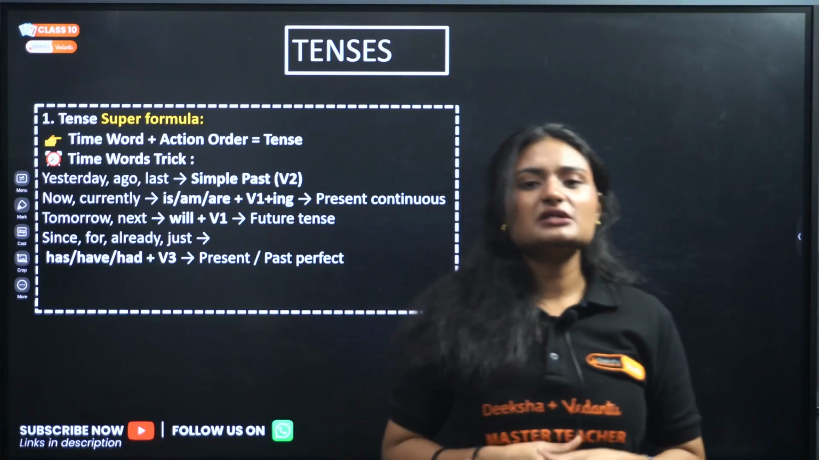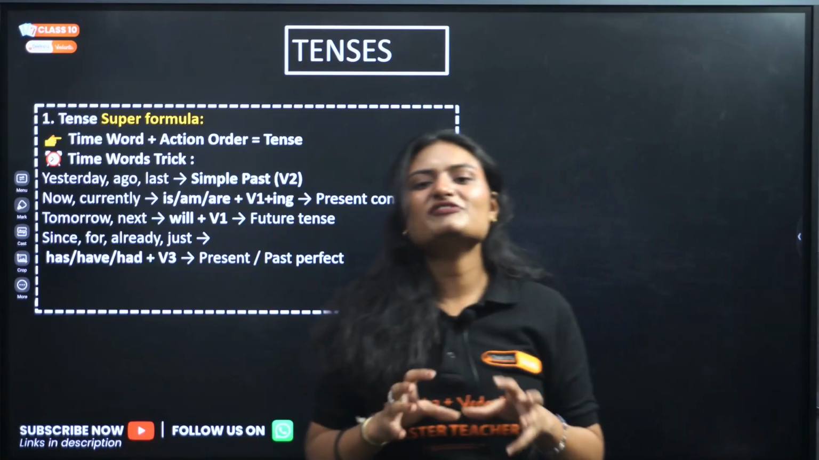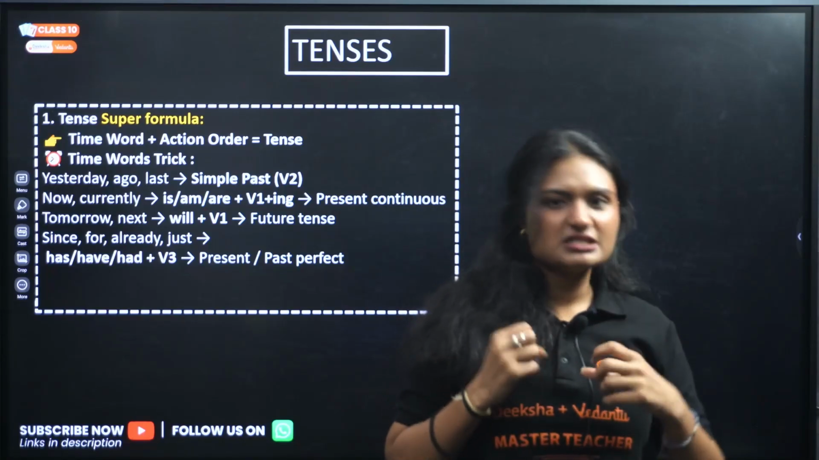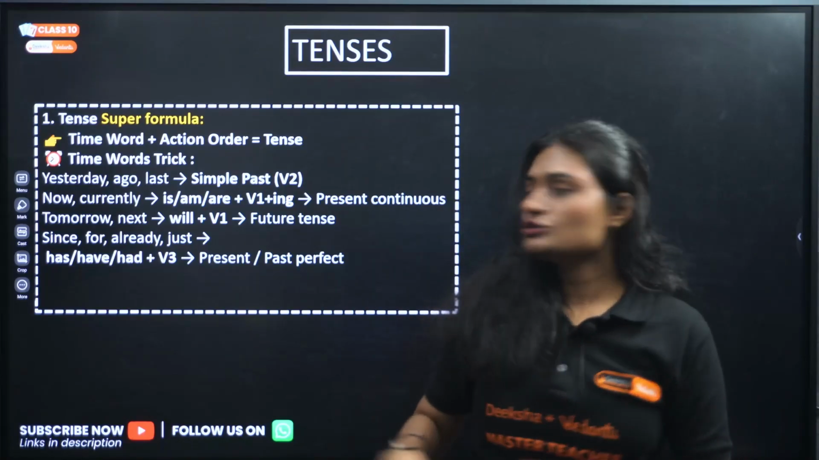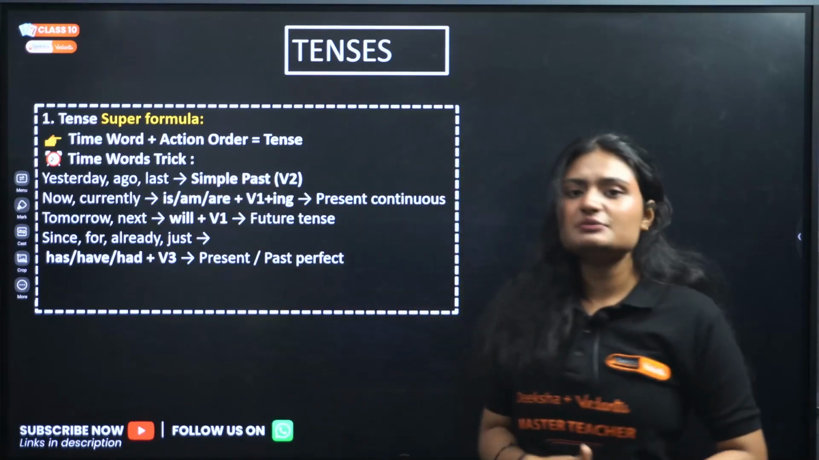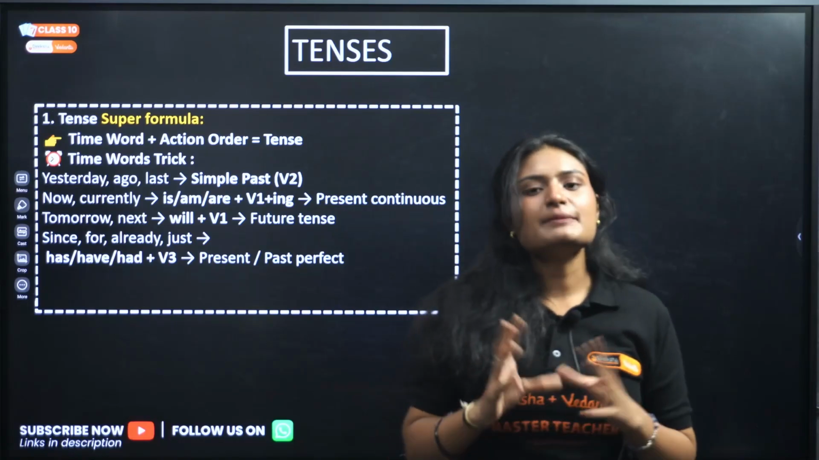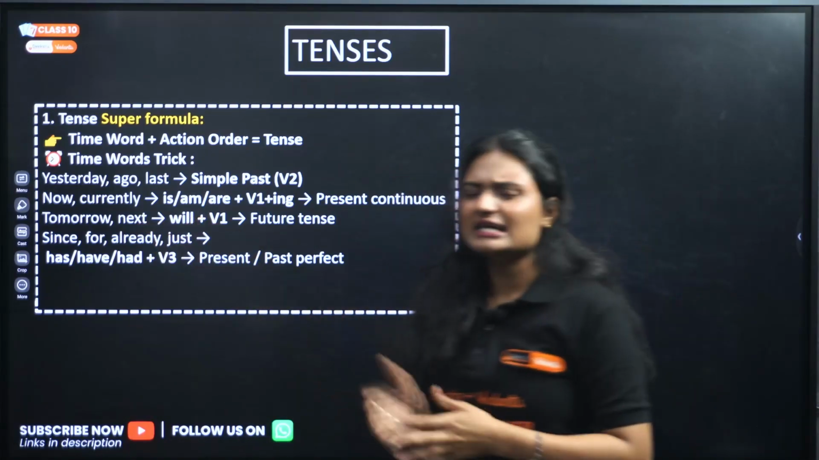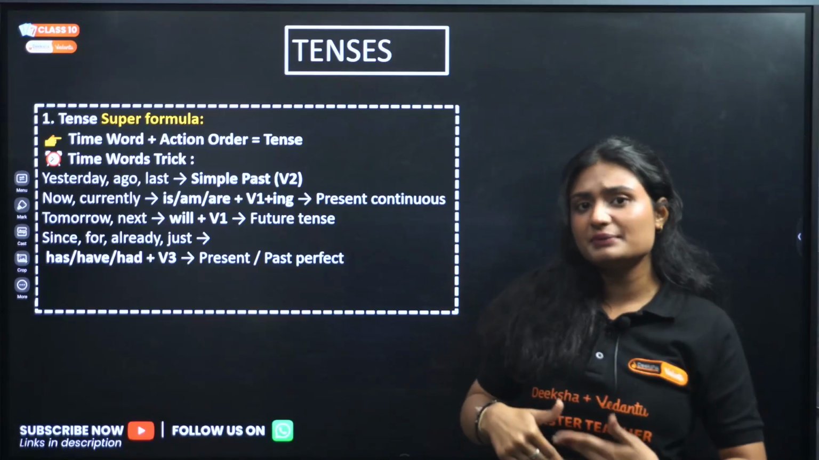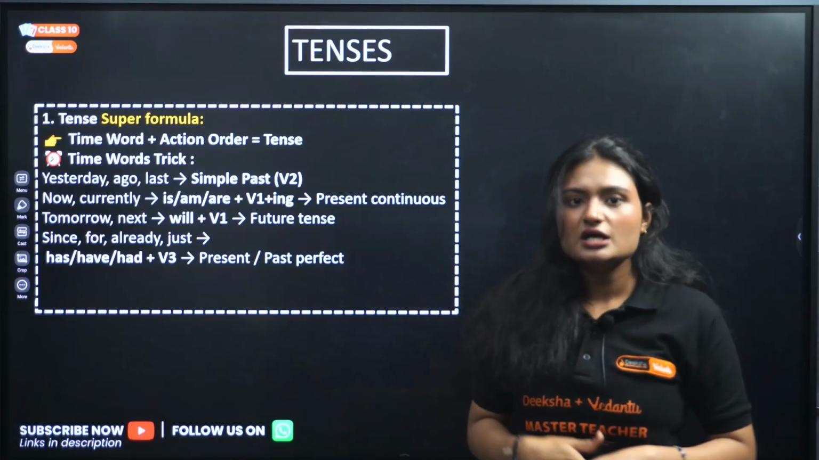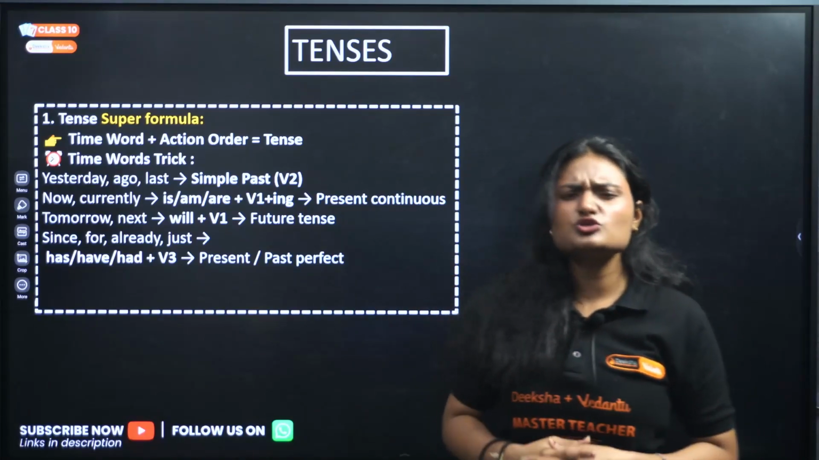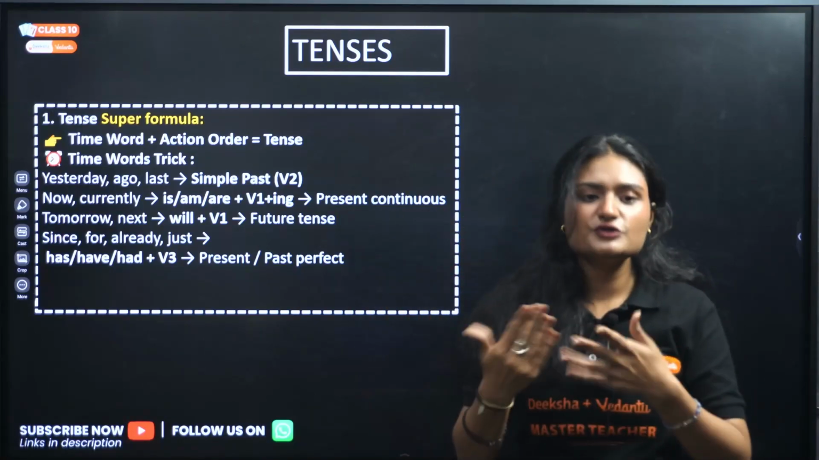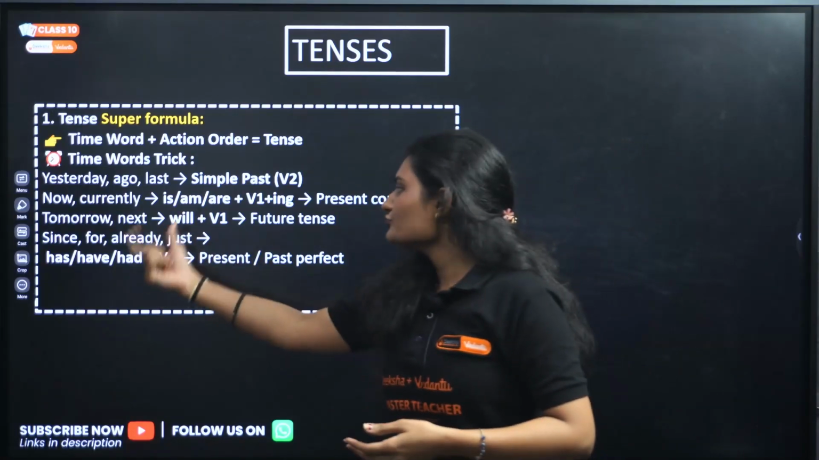Something that is happening currently, you will find the word currently or right now, right? That means the tense is present tense, right? So whenever you have yesterday, ago, last, that means you have past tense, right? Simple past, that means verb second form is used. Then you have now, currently, that means the event is ongoing, it is happening, right? So that means present continuous. Then if you have tomorrow, next, what does tomorrow and next mean? Tomorrow and next means future tense, right? In future.